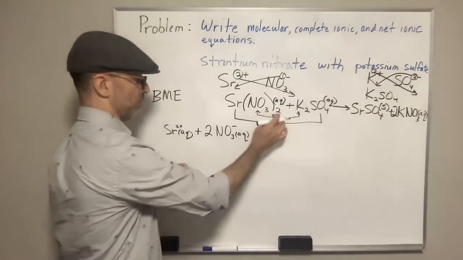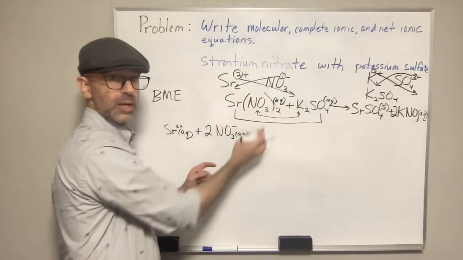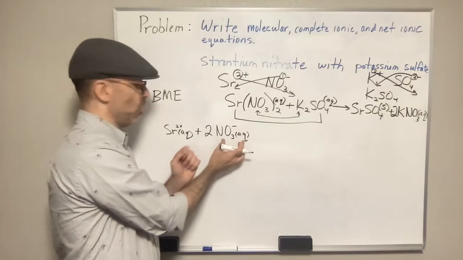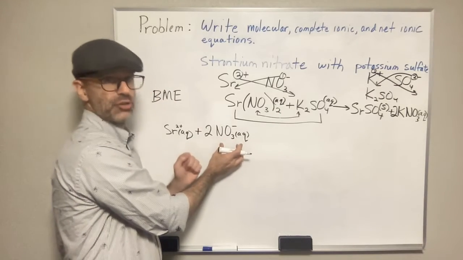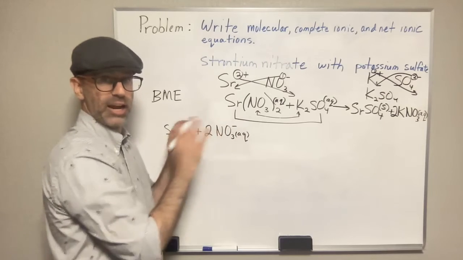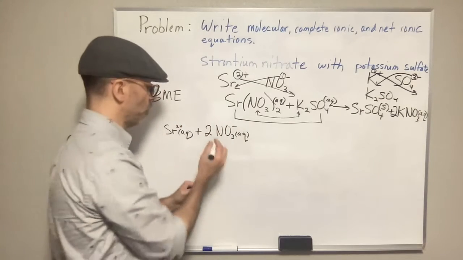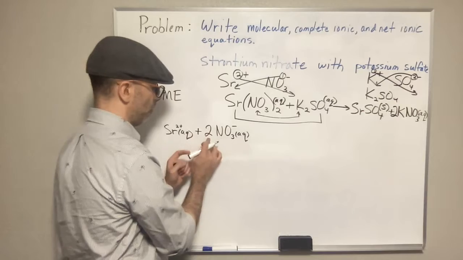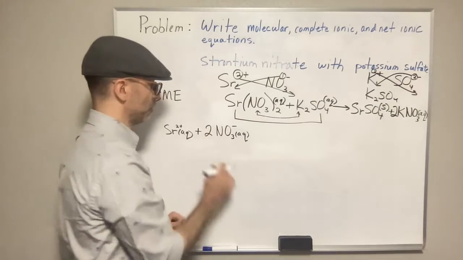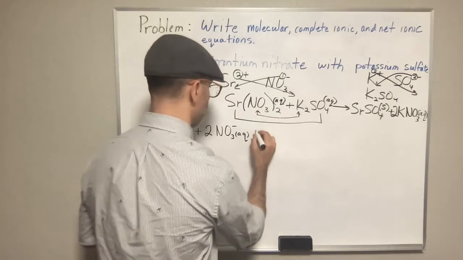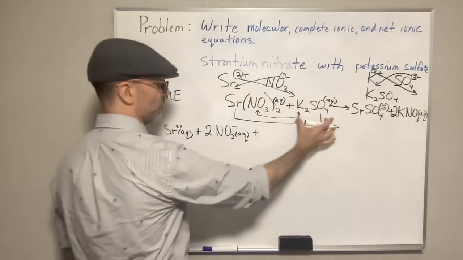If we kept the 2 there as a subscript, that would be like saying that we have these two nitrate ions that are bonded together, and that's not what we're saying. So we don't want that subscript. You've got to write it as a coefficient. So now we're done with that first reactant. Now we can do the second reactant.